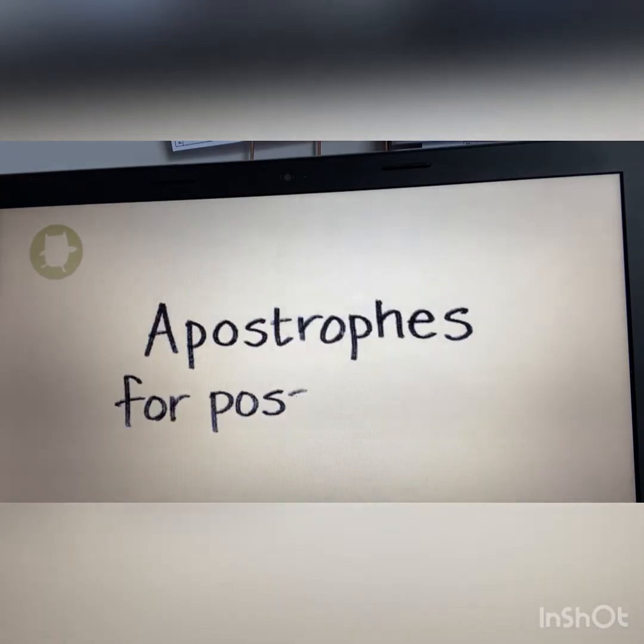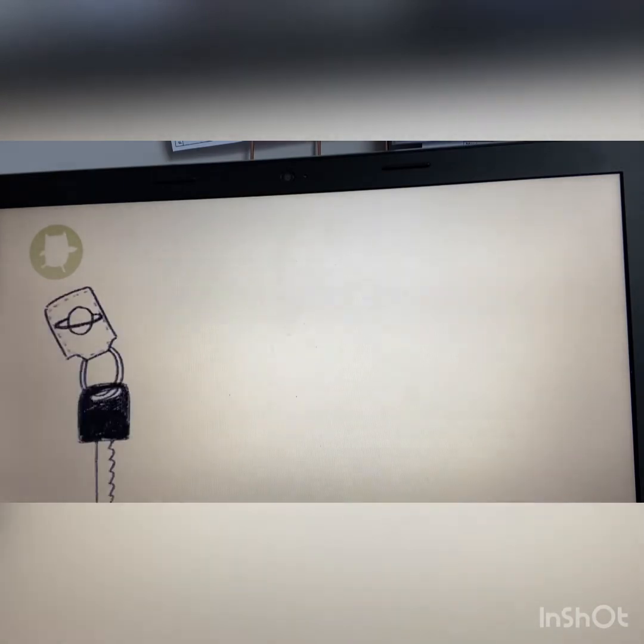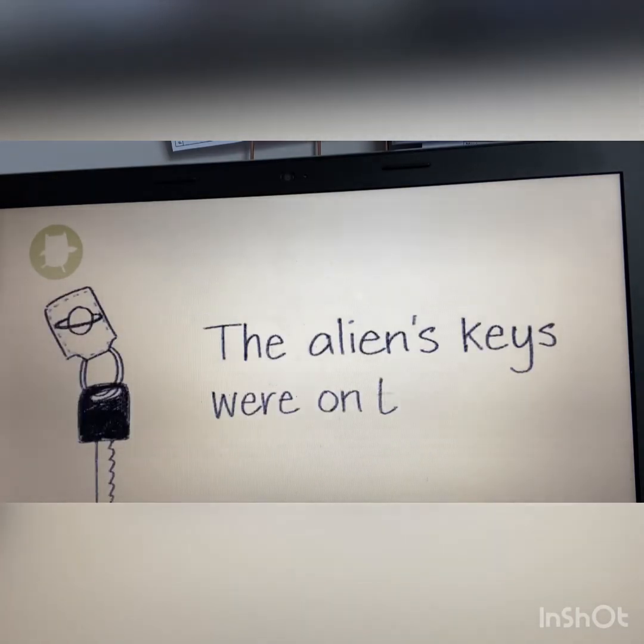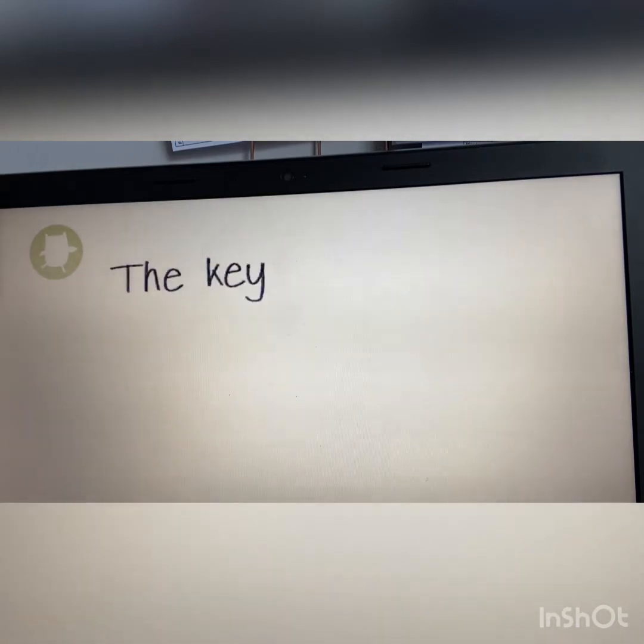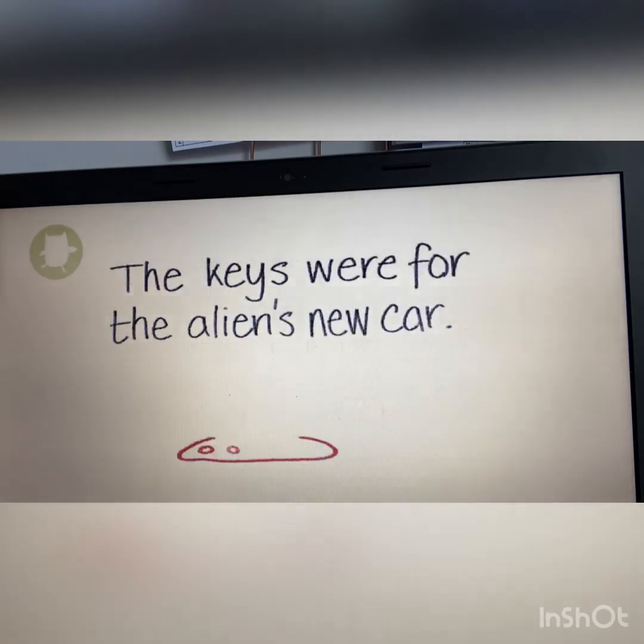Apostrophes for possession. An apostrophe can show ownership or possession. This is called a possessive apostrophe. Possessive apostrophes show that something belongs to or is for someone or something. The alien's keys were on the floor. The keys were for the alien's new car.